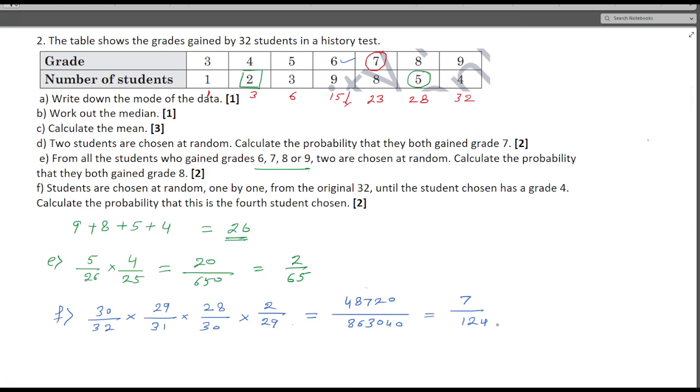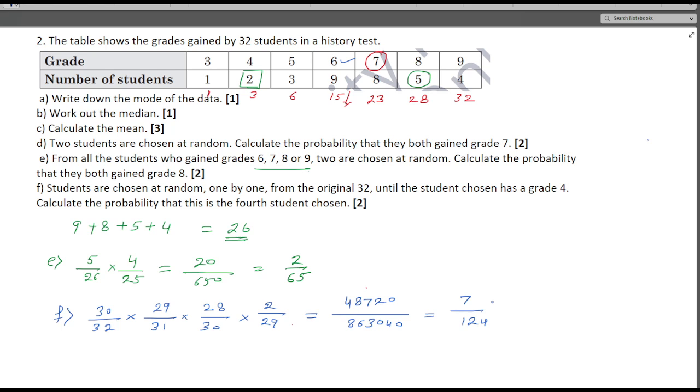Calculate the probability that this is the fourth student chosen. So fourth student, okay, getting grade 4, we will find like this. First 3 students, they are choosing a grade which is other than grade 4.